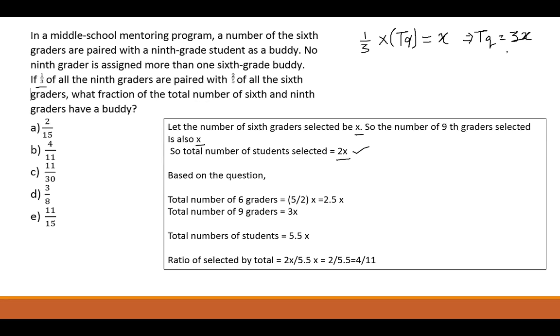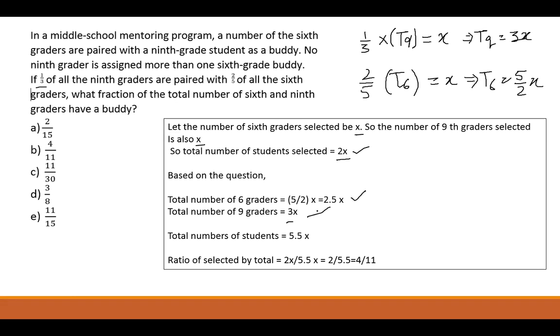Okay, so what you're getting is total number of ninth graders is 3x. Apply similar principles, let's say 2 by 5 of T6. T6 is the total number of students in grade 6. This is equal to x. So we find out that T6 is also equal to 5 by 2x. Okay, so this is just what we have done.